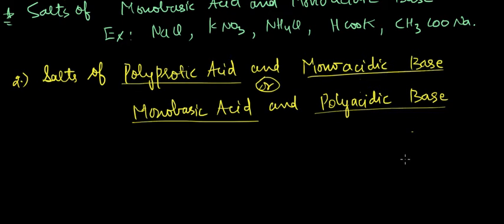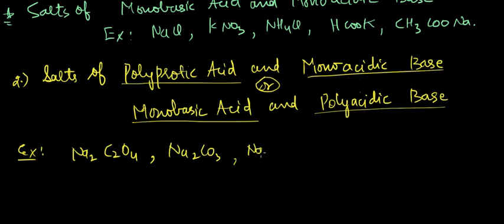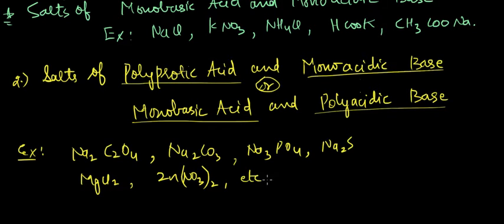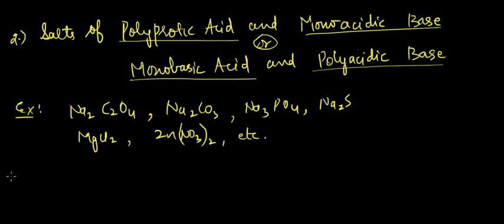And examples of the same can be written as Na2C2O4, Na2CO3, Na3PO4, Na2S, MgCl2, Zn(NO3)2, etc. Okay, next type is we have incomplete salt.